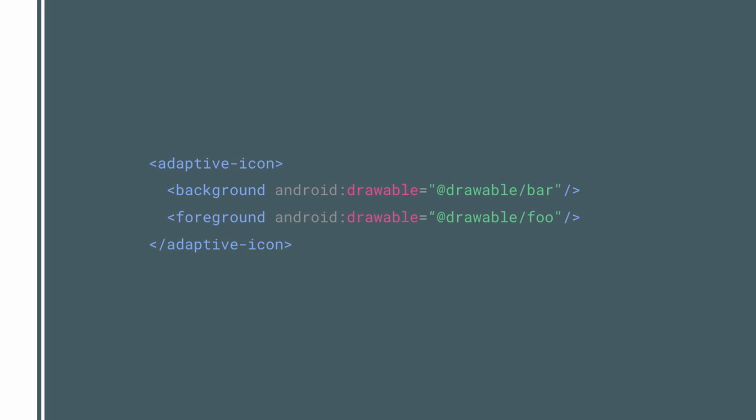Also new in Android O is the ability to use vector drawables as launcher icons. Each of the foreground and background elements can be a raster asset like PNGs or WebP, a vector asset, or even a color drawable. The background must be completely opaque, while the foreground can contain transparency.